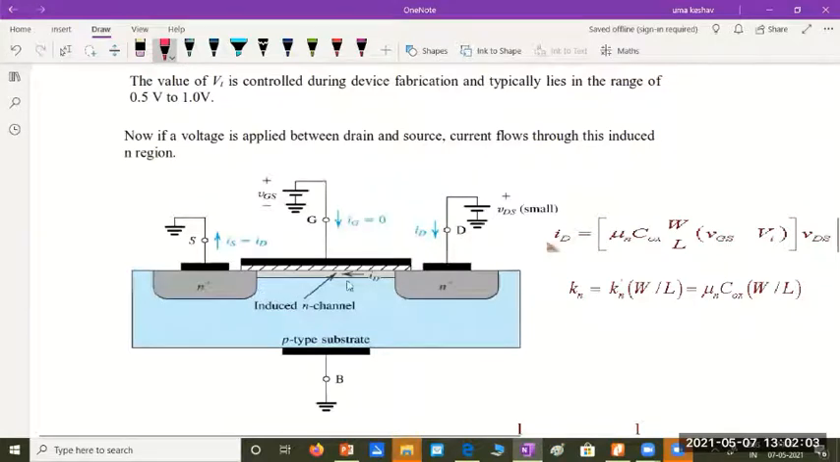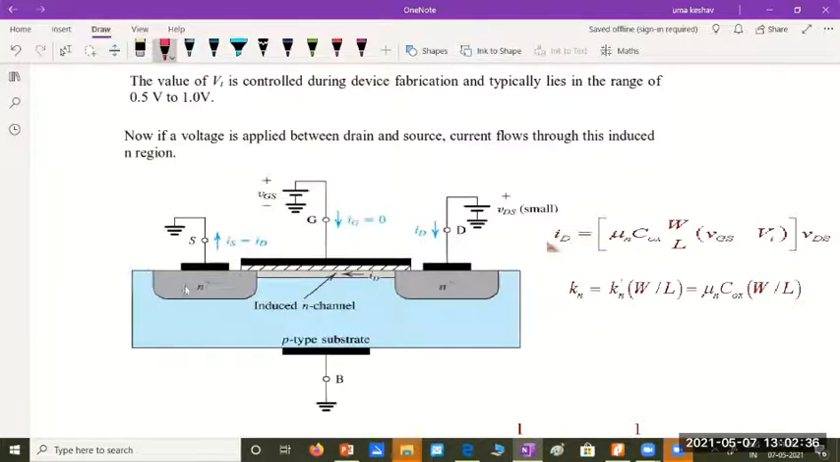You can see this channel is existing. But how do I get conduction here? If I want some conduction to happen, I have to give a positive voltage in the drain, or between drain and source, I should give some voltage. Only then this drain will start collecting electrons which are emitted by the source. So movement of electrons will happen.